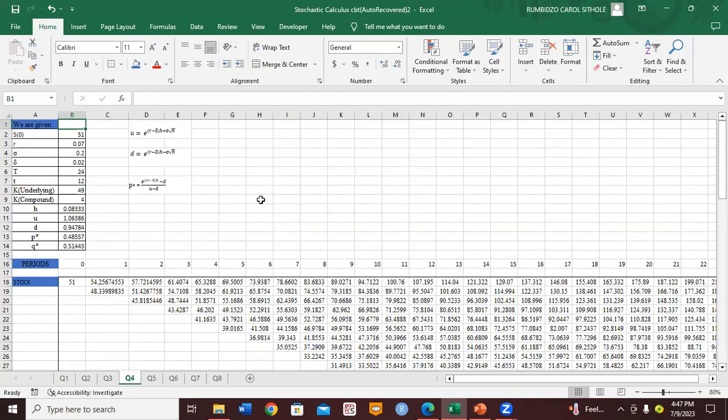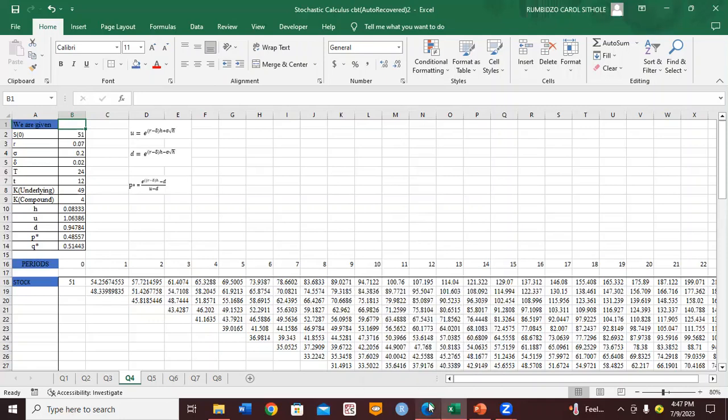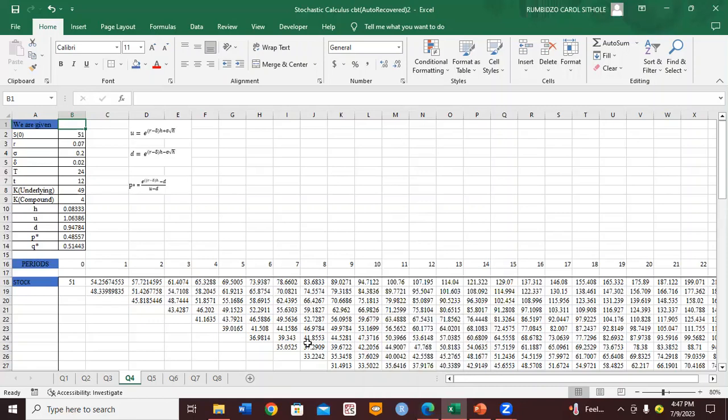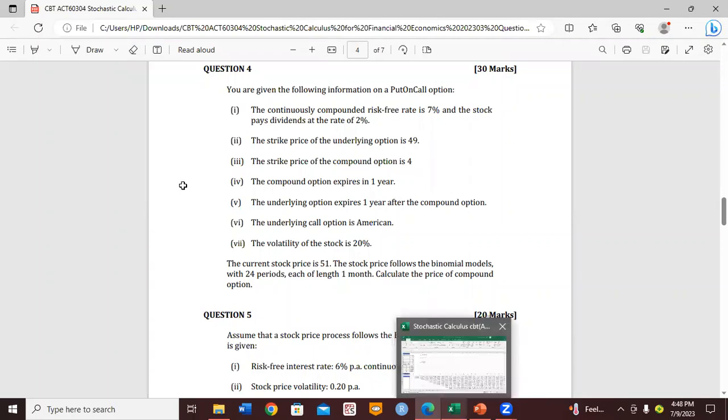So the question wants us to calculate the compound put on call. We're given the put on call, and we are asked to calculate the price of the compound option. So we will come to our Excel.